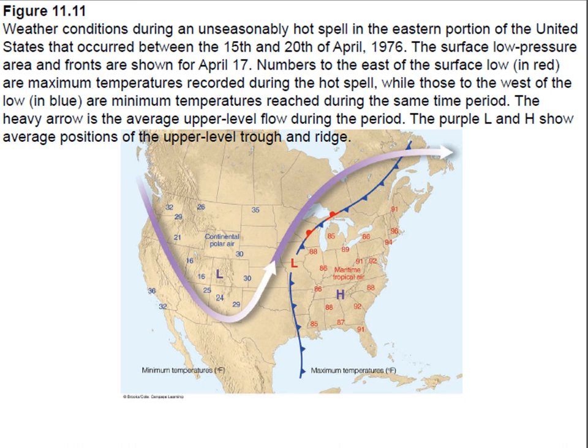Mid to late April of 1976, 36 degrees Fahrenheit in Los Angeles. It rarely gets into the 30s in LA, let alone in April. 32 degrees Fahrenheit in San Diego. Look at some of these temperatures over Utah, 16 degrees Fahrenheit. Mid to upper 20s over northern Arizona, northern New Mexico. So very cold air over the western half of the U.S.